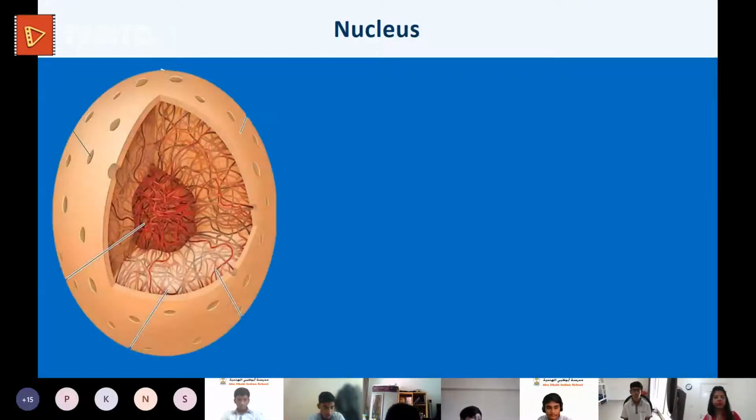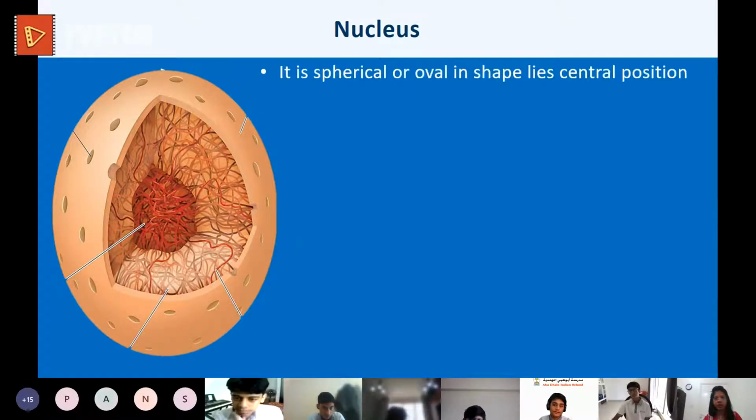What's the shape of the nucleus? The nucleus is in front of you. An oval shape. It is oval or sometimes spherical in shape. All right. Now, can you tell me where is the location of the nucleus in a cell? Mostly in the center of the cell.